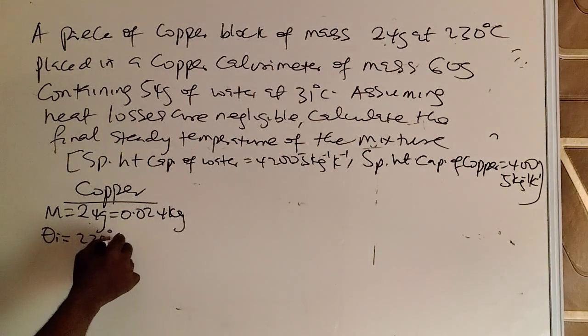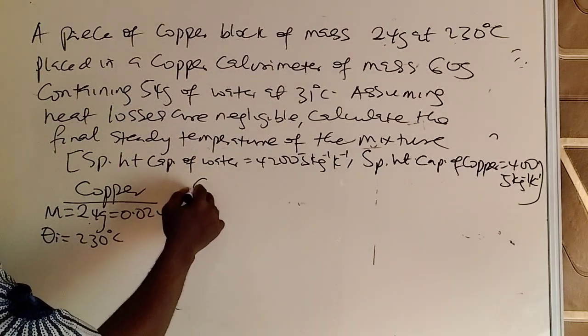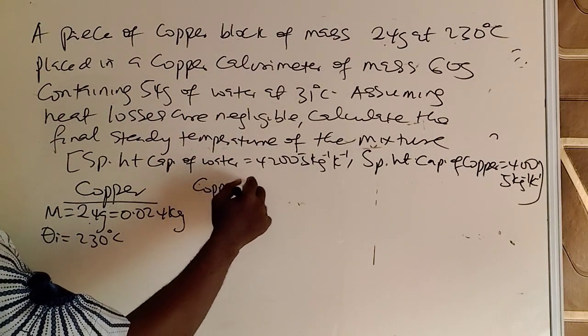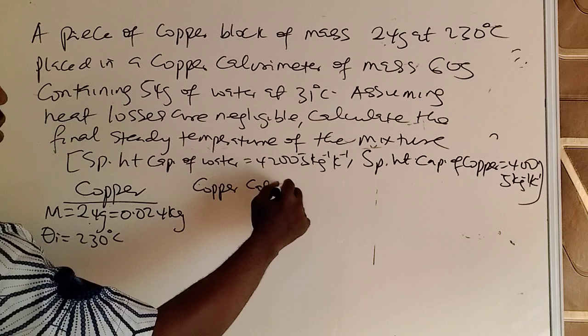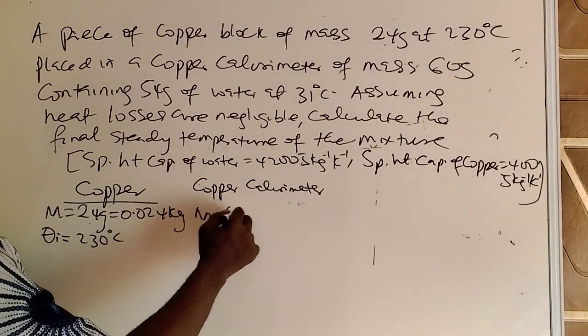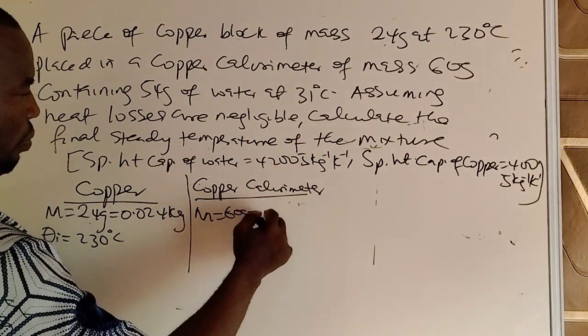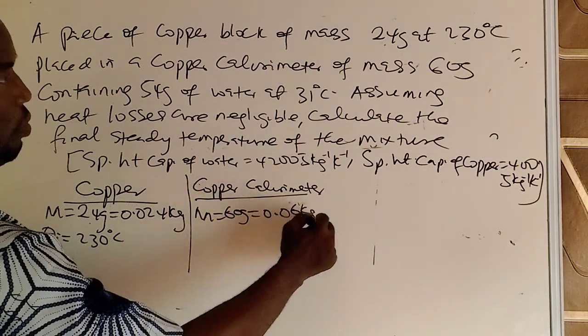It's a very high temperature. So it's placed in a copper calorimeter. So the calorimeter is made of copper also. So copper calorimeter. The mass of the calorimeter is given to us, 60 grams. Convert also to kg. Divided by 1,000, that gives you 0.06 kg.